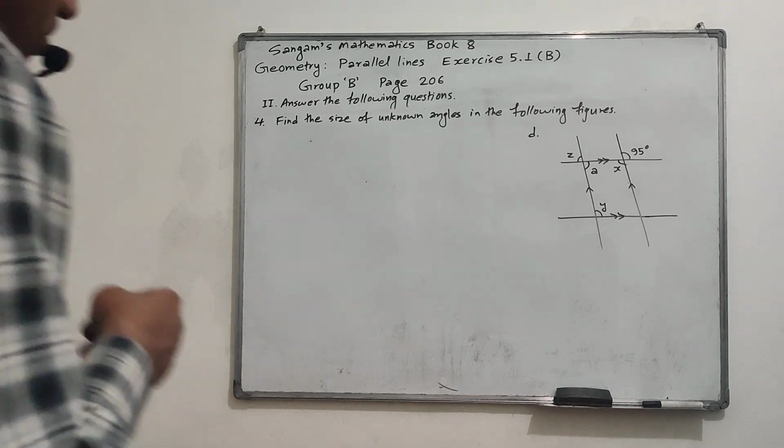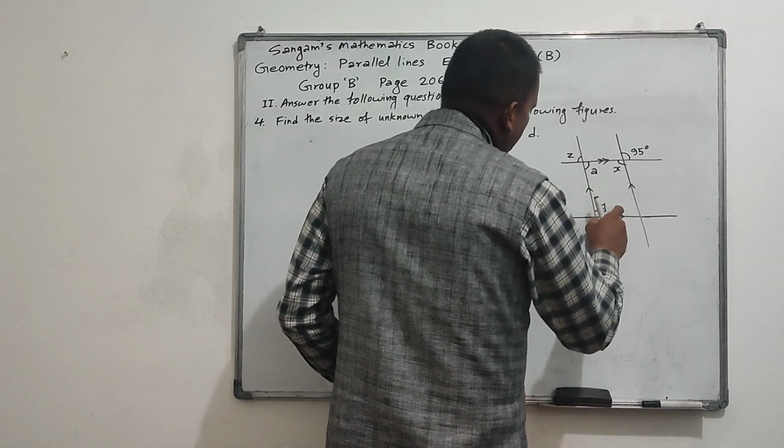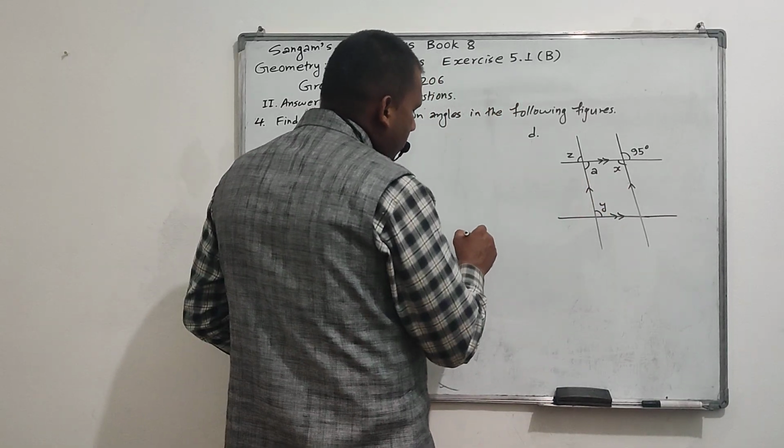Now next question 4d. On this figure we have to find the values of a, x, y and z. Now its solution here.